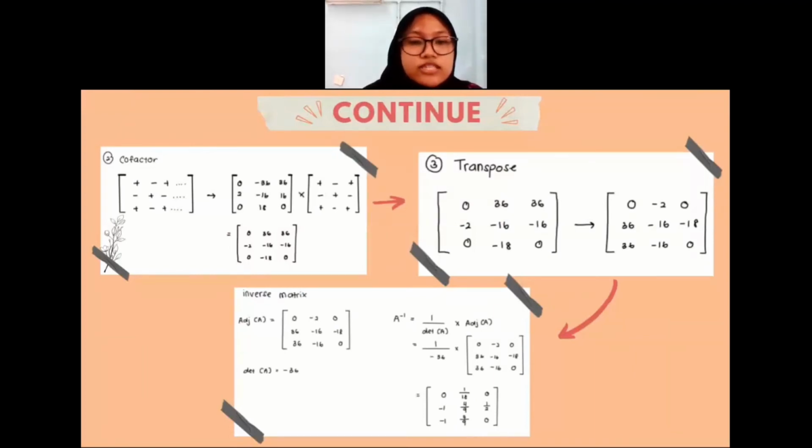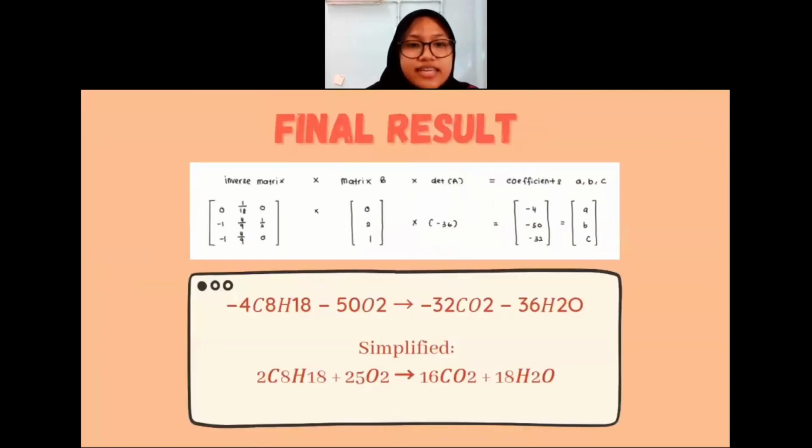Lastly, find the inverse matrix by using the formula 1 over determinant A times the adjugate A. So we can get the inverse matrix, A inverse. So this is the final result.